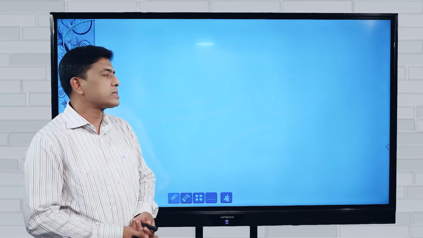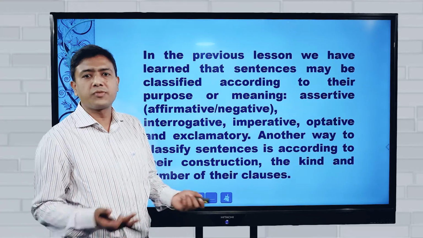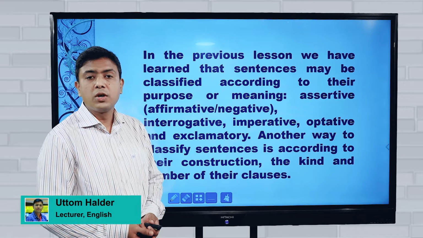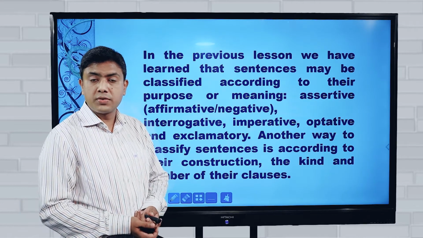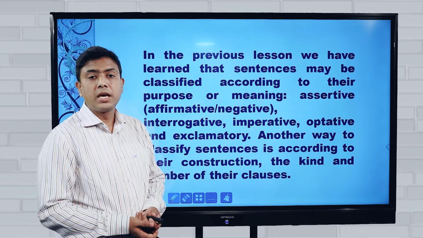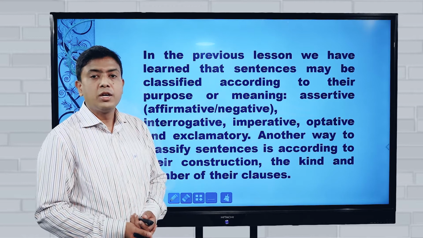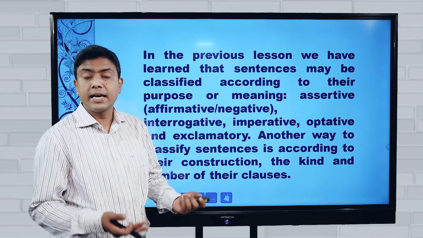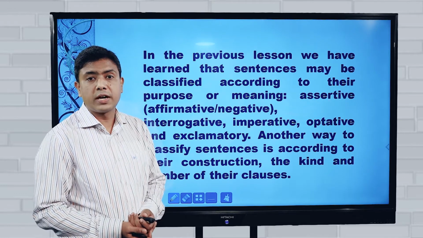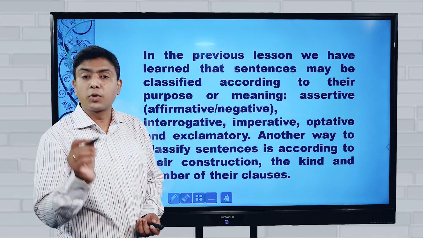Now, in the previous lesson, we have learned that sentences can be classified according to their purpose or meaning. They were assertive, which is again classified into two categories, affirmative and negative; interrogative, which is question; imperative sentence, optative sentence, and exclamatory sentence. Today, we are going to learn another category. Sentences can also be classified according to their structure or construction or the number of clauses.